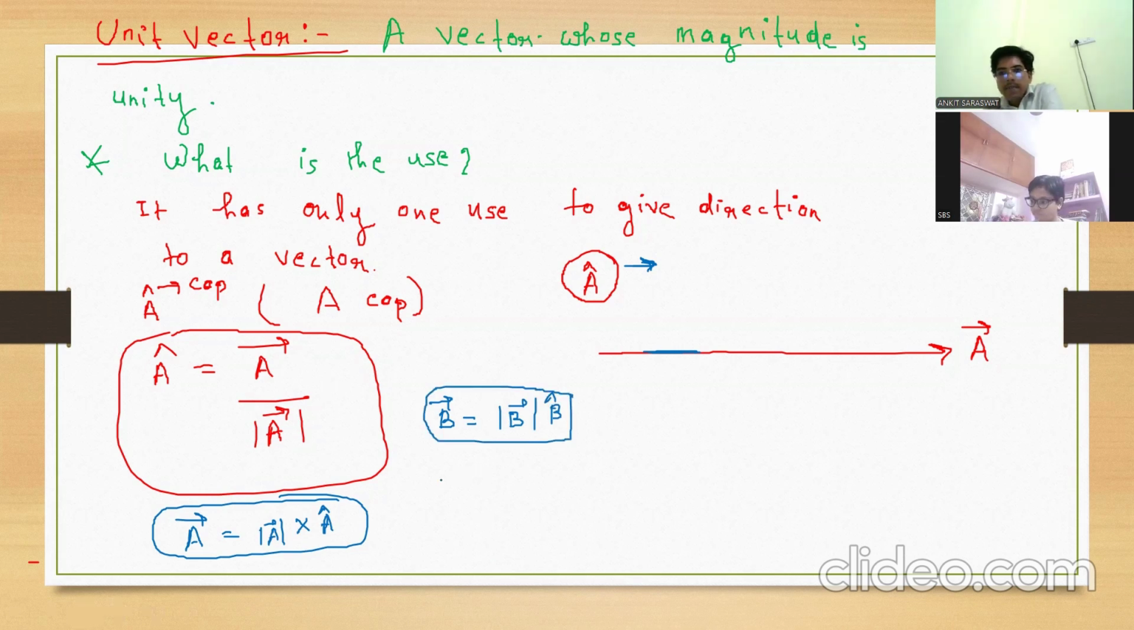We can multiply any vector's magnitude with a unit vector. Why? Because the unit vector has unit magnitude, so it will not affect the magnitude of the given vector. For example, for C vector I will write mod C, then multiply by the unit vector. Its magnitude is unity, so mod C multiplied by 1 will not affect the magnitude. It simply gives the direction. If you draw a unit line and give a cap like this, this is the unit vector A cap.